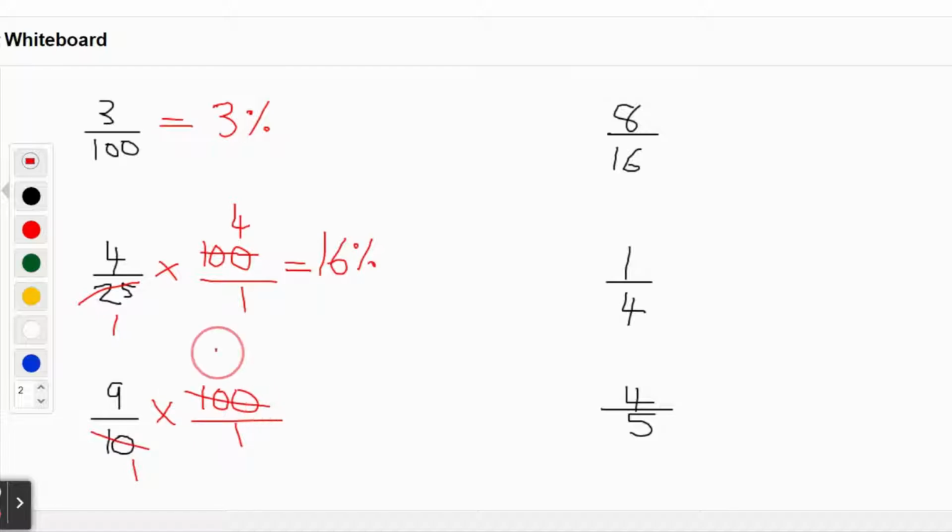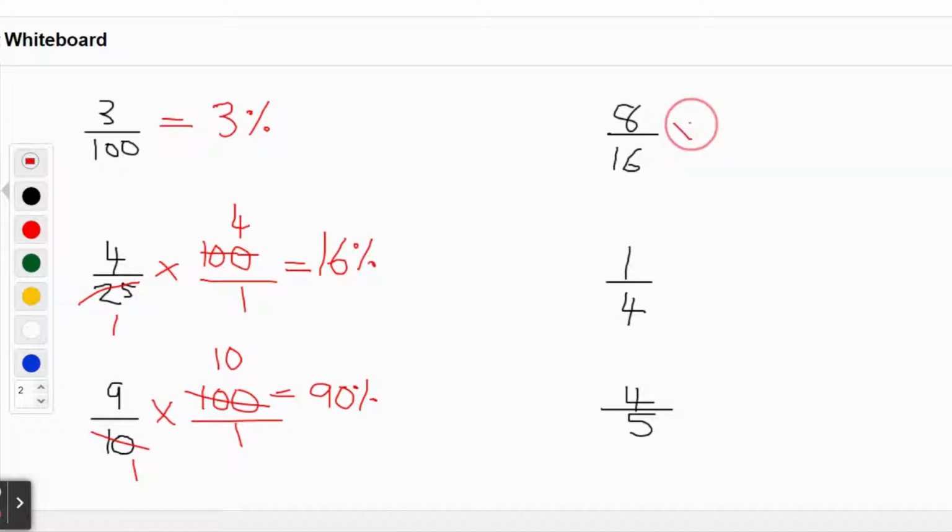So we can say 10 into 10 goes 1 times, and then 10 into 100 goes 10 times. Then we can go ahead and multiply by saying 9 times 10 is equal to 90. 1 times 1 is equal to 1. So it is 90%. For our next fraction, we have 8 over 16.